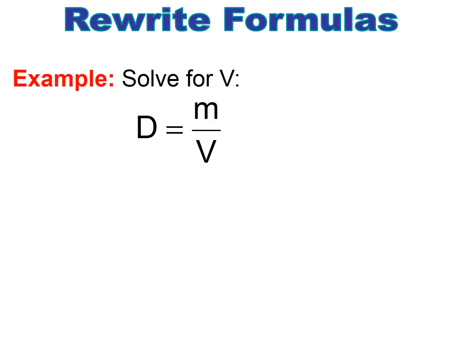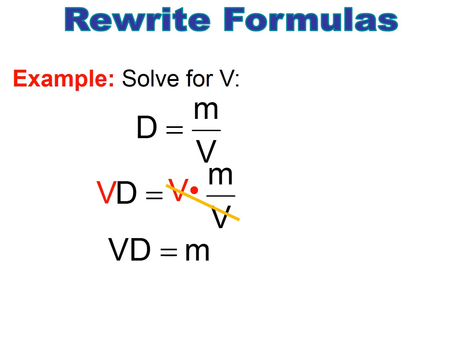Now in this case, we see we're solving for a variable v. And v happens to be the divisor. It's in the denominator. So in order to solve for it, we need to first bring it up. And to bring it up, you need to multiply. The opposite of division is multiplication. And whatever you do to one side, you have to do to the other. So I multiply so that I can get the v to the top. And I end up with v capital D equals m.